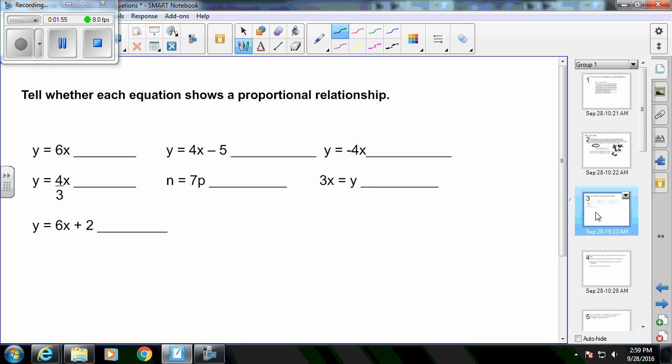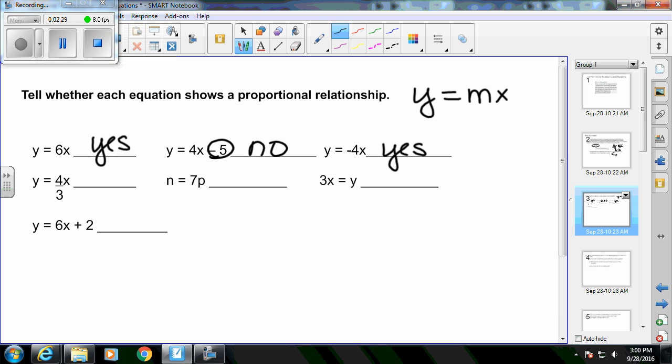So let's look at these and decide whether each equation shows a proportional relationship. Meaning, are they in the form y equals mx? The first one, y equals 6x? Yes, it is. How about the next one, y equals 4x minus 5? No, because it's got the minus 5. The next one, y equals negative 4x? Yes, it is, even though it has a negative. That's okay. Do the next four for me, and then come back, and we'll check them.